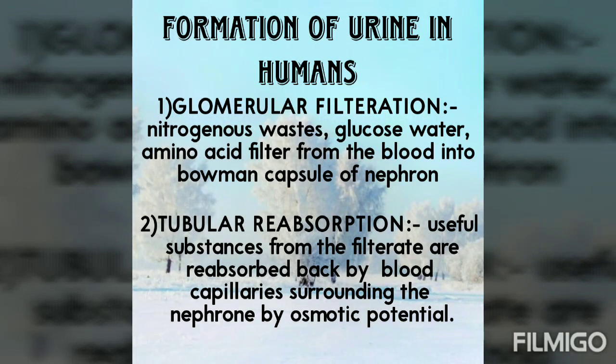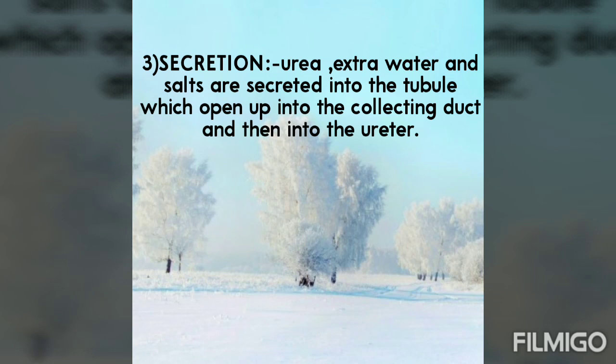Now let us see the formation of urine in humans. The first step is glomerular filtration, which is also known as ultrafiltration. Nitrogenous waste, glucose, water, amino acid filter from the blood into Bowman's capsule of nephron. Second step is tubular reabsorption. After filtration, the filtrate comes to the loop of Henle, where the useful substances from the filtrate are reabsorbed back by blood capillaries surrounding the nephron. And third step is secretion, where urea, extra water and salts are secreted into the tubule, which opens up into the collecting duct and then into the ureter.